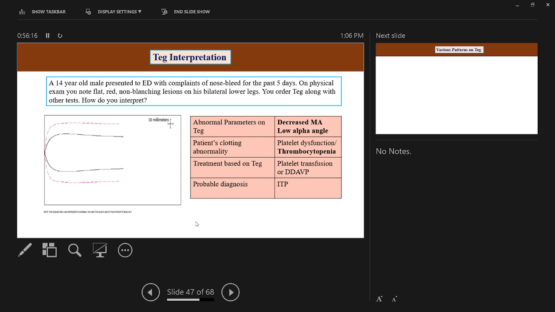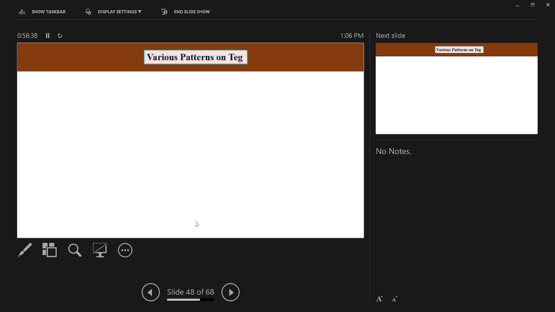So there is a decrease in the maximum amplitude, and there is also a decrease in the alpha angle. So there is a problem with platelet dysfunction, or there is thrombocytopenia. And the treatment based on TEG is either platelet transfusion or DDAVP, which can cause a release of VWF from the endothelium and increase the platelet aggregation. And the probable diagnosis from this picture appears to be ITP, although it has to be confirmed.